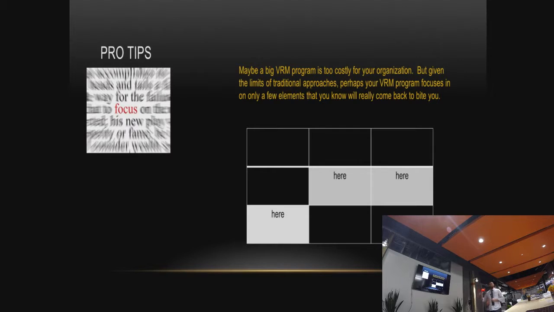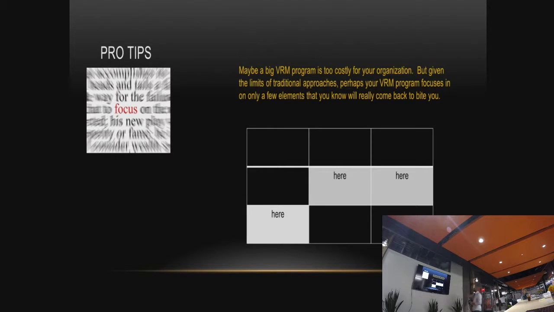So given the limits of the traditional top-down approaches, you can zero in on the things you really care about. Maybe I don't care about your attestation because I can't verify it. Maybe your control report's inadequate. I'm just going to go straight for the pen test. Just give me the pen test. That's all I want to see is the pen test.